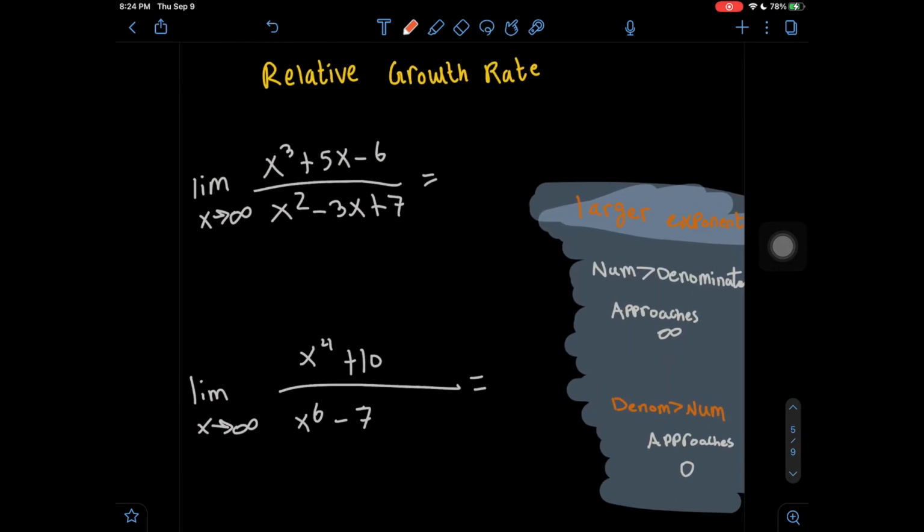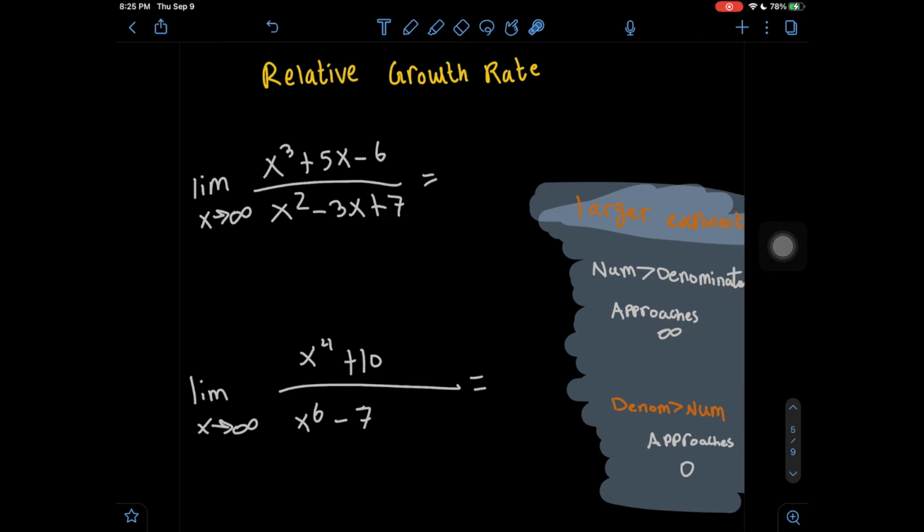Let's go ahead and look at relative growth rate. So we have the problem, the limit as x approaches infinity of x cubed plus 5x minus 6 over x squared minus 3x plus 7. And we have this note right here, which you might want to write down in your notes. Well, what it's saying is if there's a larger exponent in the numerator than the denominator, the function is approaching infinity. But if the denominator has a larger exponent than the numerator, it's approaching 0.